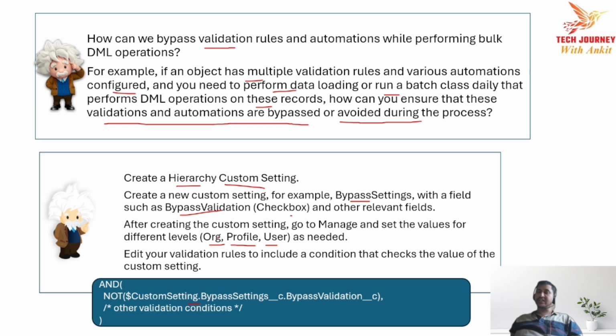So hierarchical custom settings give you flexibility. In case you want it skipped for a specific user, or for a specific profile, or for all the users in the org, you get that kind of flexibility. I have implemented this approach in one of my projects in the past, and it worked very well whenever we had to bypass any particular validation rule or automations while performing a DML operation.